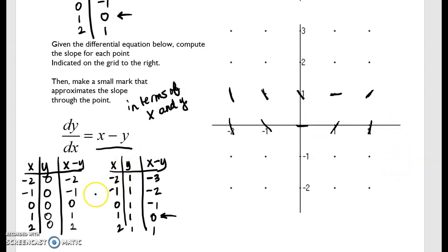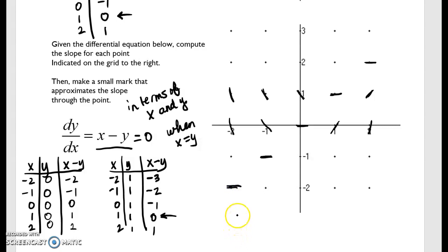And as you can see, this could be a little bit tedious. And so an easier way to go about this is to try to notice some patterns. So for example, I know that x minus y is equal to 0 when x is equal to y. So when my x and my y coordinate are the same, then I know I'm going to have a slope of 0. That's going to be along this line, y equals x. And so I already noticed I have my two 0 slopes here. I will also have 0 slopes here, here, and here.